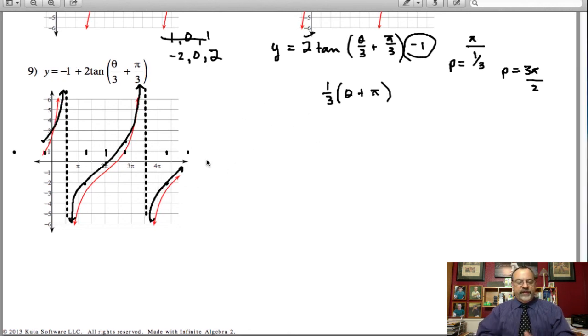Okay, so that's how you graph the tangent function. Hopefully those were helpful. Go ahead and rewatch those as many times as you need, and we'll pick up with the reciprocal functions in the next lesson.